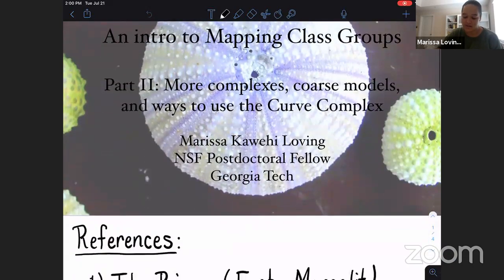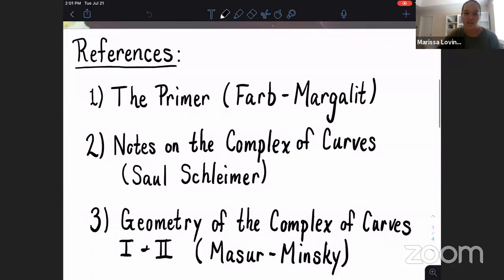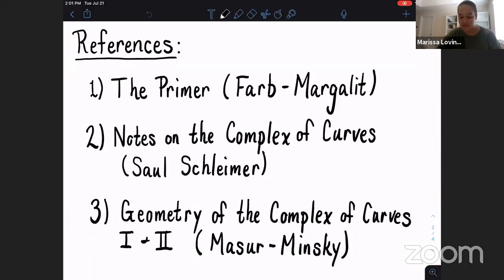I just wanted to remind folks of the references that I mentioned yesterday. So the resources: there's the primer, the notes on the complex of curves, and then these two papers of Masur-Minsky on geometry of the complex of curves, which we will actually be touching on some of the stuff in there during this lecture.